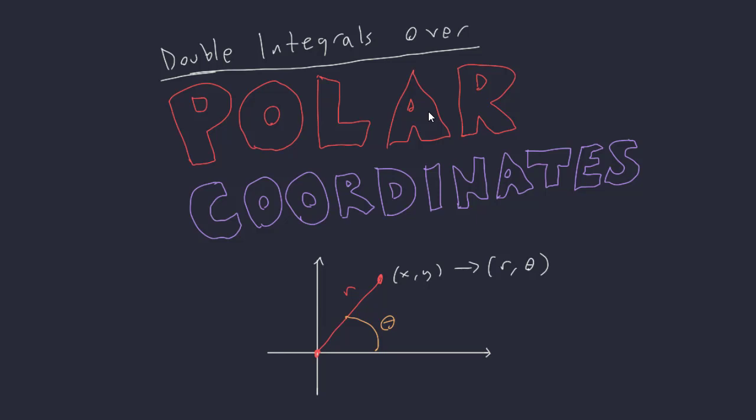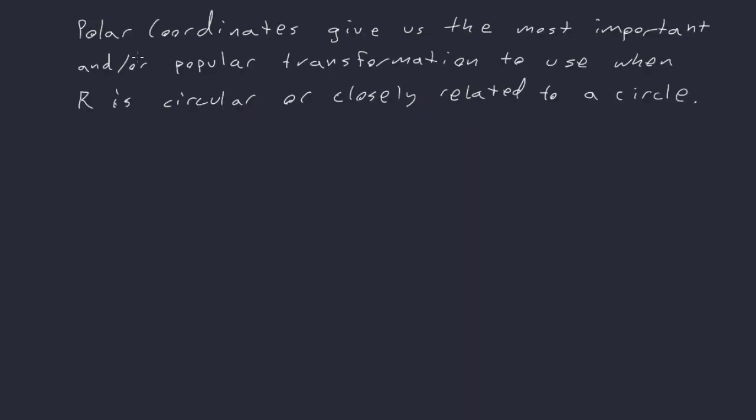However, for a lot of cases, we can use polar coordinate transformations, which is going to be the same transformation each time with the same Jacobian and all that. So really we have to do that work once and then just apply it as we need it. Okay, so where do we use polar coordinates? To reiterate, polar coordinates give us the most important and popular transformation that you'll use in double integrals, and specifically we use these when R is circular or closely related to a circle.